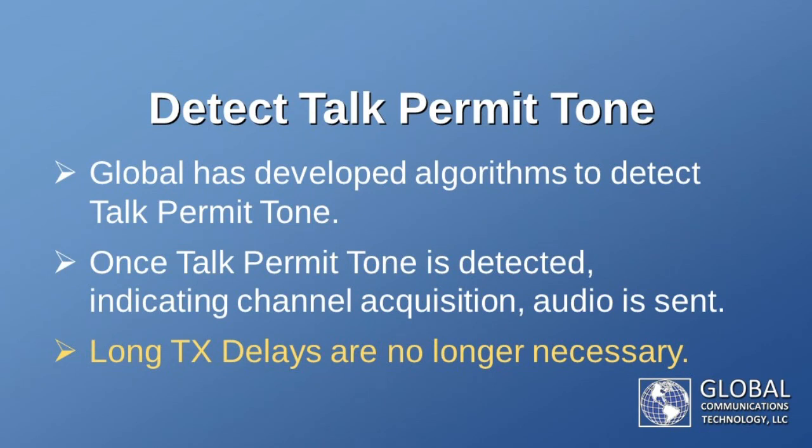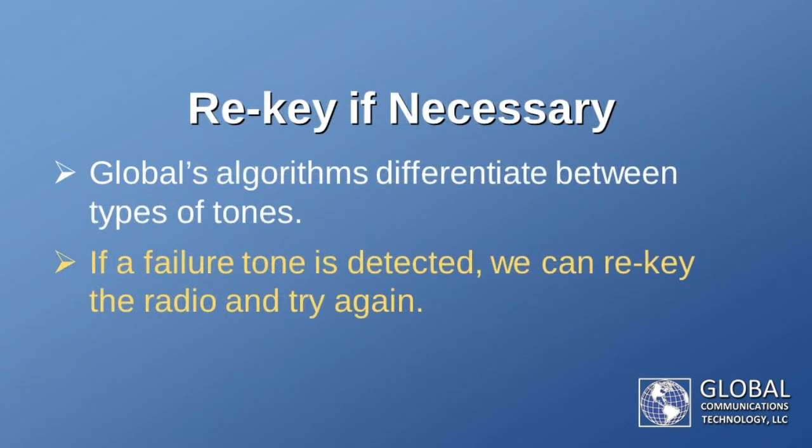So to deal with those problems, Global has developed some algorithms to detect the talk permit tone, and that detection allows us to either shortcut the transmit delay and play out the audio as soon as we have a channel, or if we get a failure tone instead, we can rekey the radio and try again.